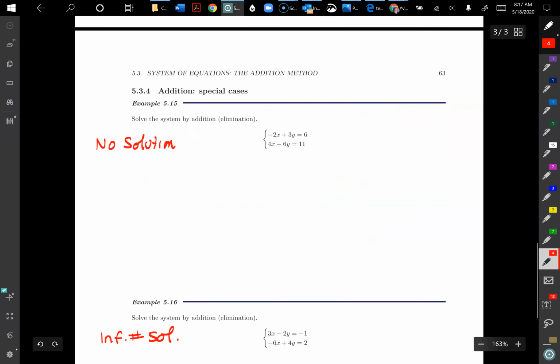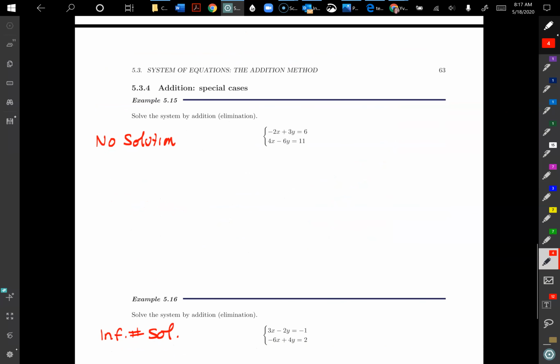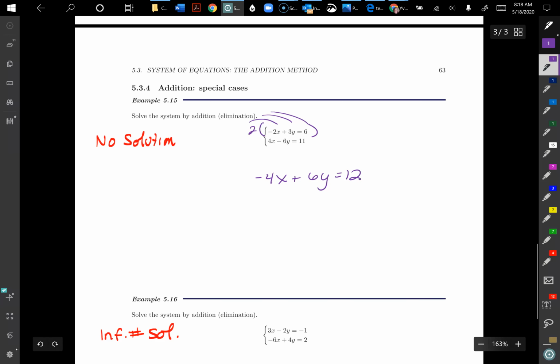This next one here is going to come out to be no solution. You can kind of see how the left hand side is multiple, but then the right isn't. So that's kind of a clue there right off the bat. So when we go ahead and multiply the top equation by 2, we get negative 4x plus 6y equals 12. This one we can just leave as is because we'll have a common coefficient with opposite sign.